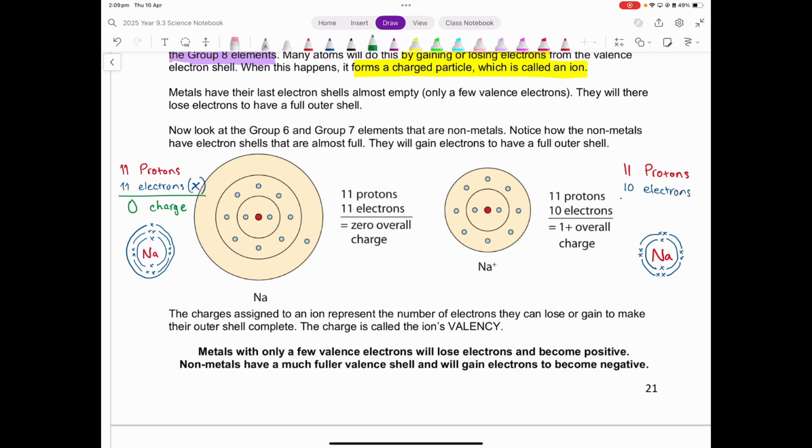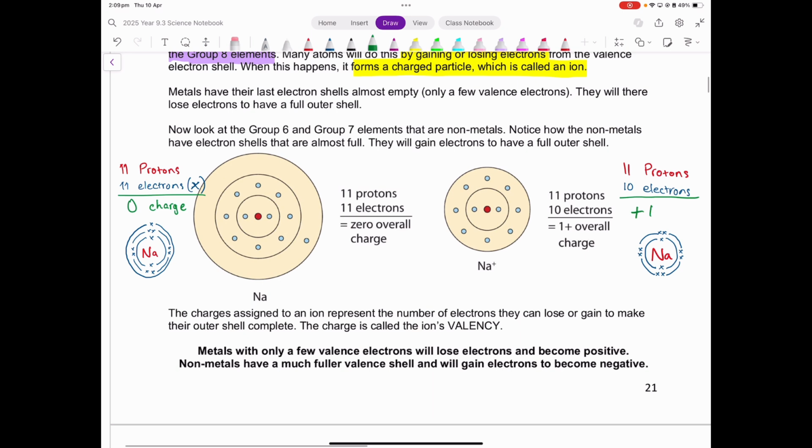Now, when it comes to the charge, what's the charge of protons again? Protons are positive, and electrons are negative. So if I have 11 positives and only 10 negatives, what is going to be the overall charge? Great. Positive 1. And so the charge here is plus 1. Exactly right. So really, you can identify an element by its protons. You can figure out if it's an ion based on if it has a different number of electrons.